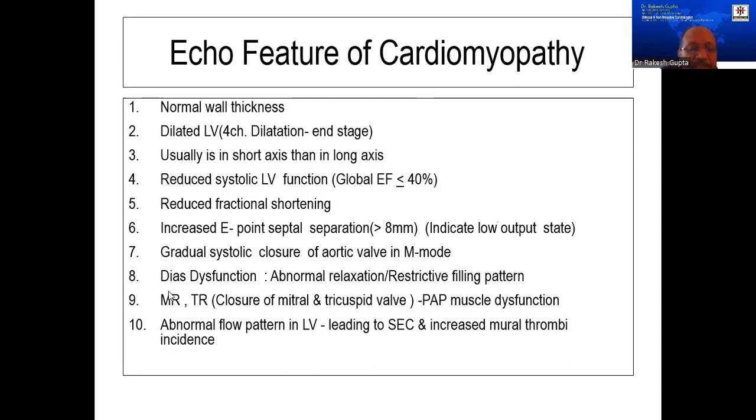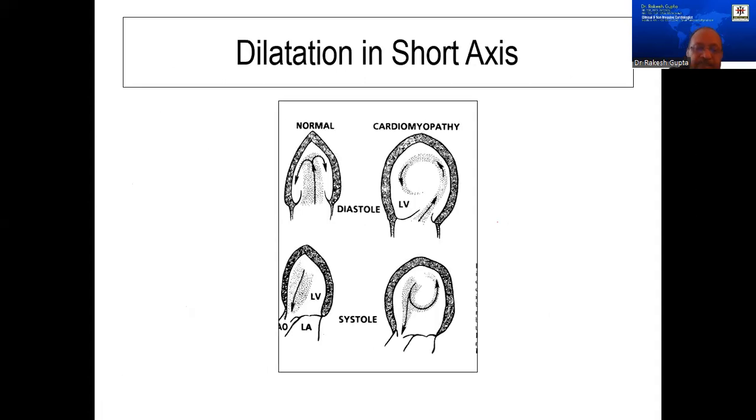As the annulus dilates, we could have mitral regurgitation or tricuspid regurgitation. These are all because of dilated annuli. Abnormal filling pattern. And finally, the abnormal flow pattern in the LV leading to spontaneous echo contrast and increased mural thrombi. Let's see one by one.